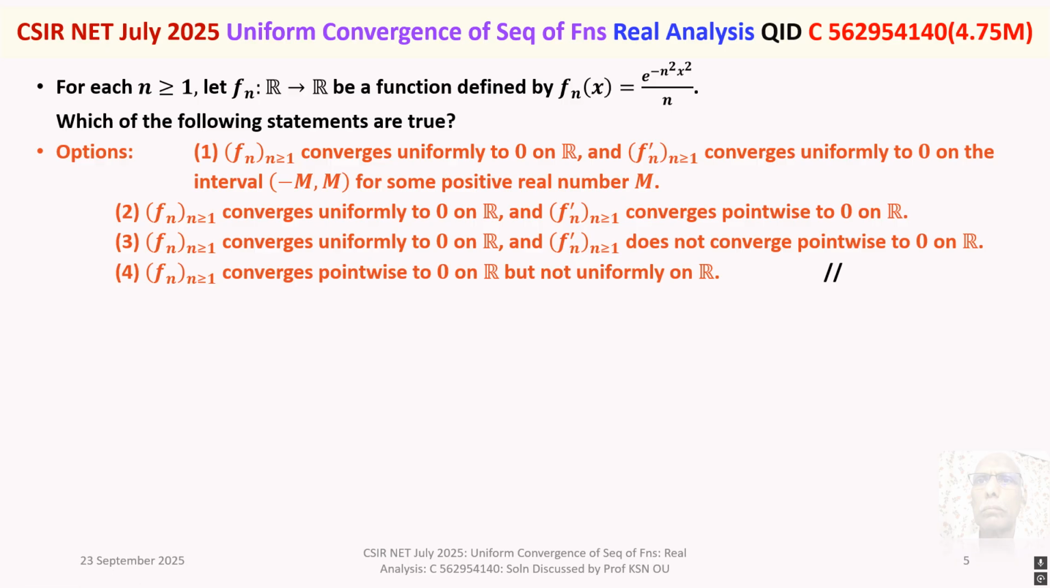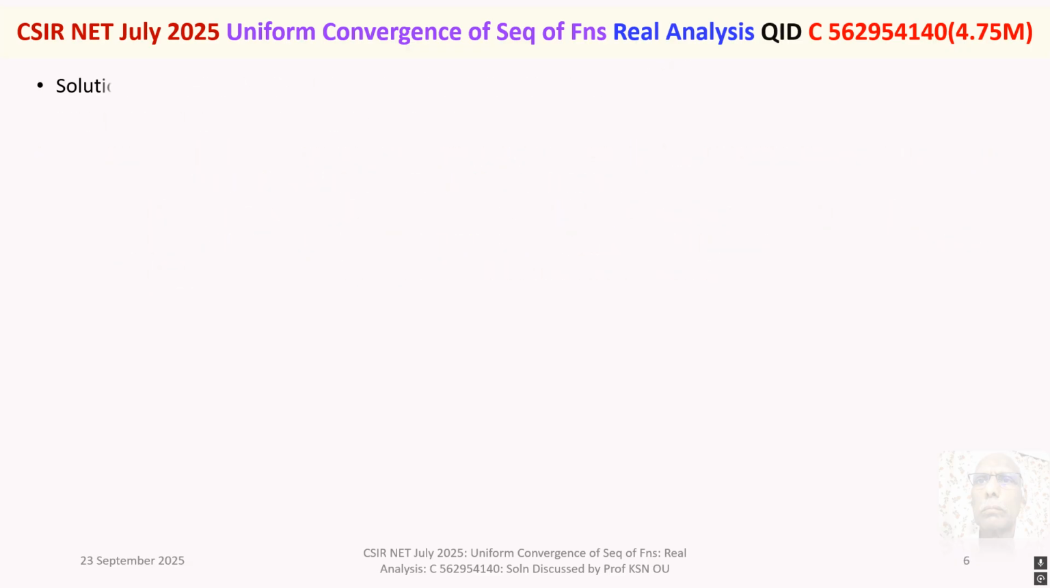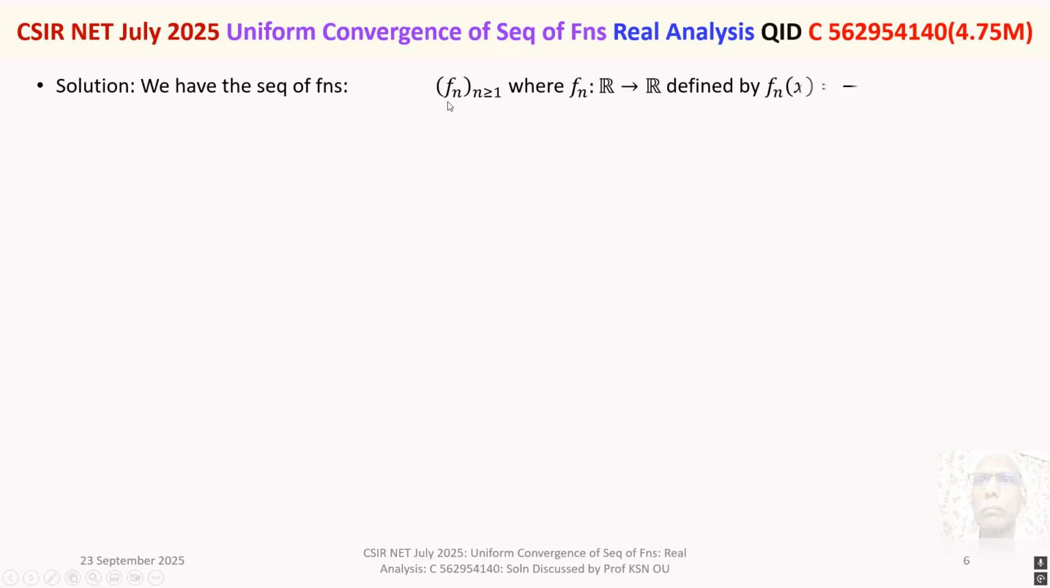Right. Let's now discuss the solution of the problem in detail. We have the sequence of functions Fn, where n belongs to the set of natural numbers, where Fn is a function from R to R defined by Fn of x is equal to e power minus n square x square by n, where x belongs to R. We first discuss the pointwise convergence of the sequence Fn.